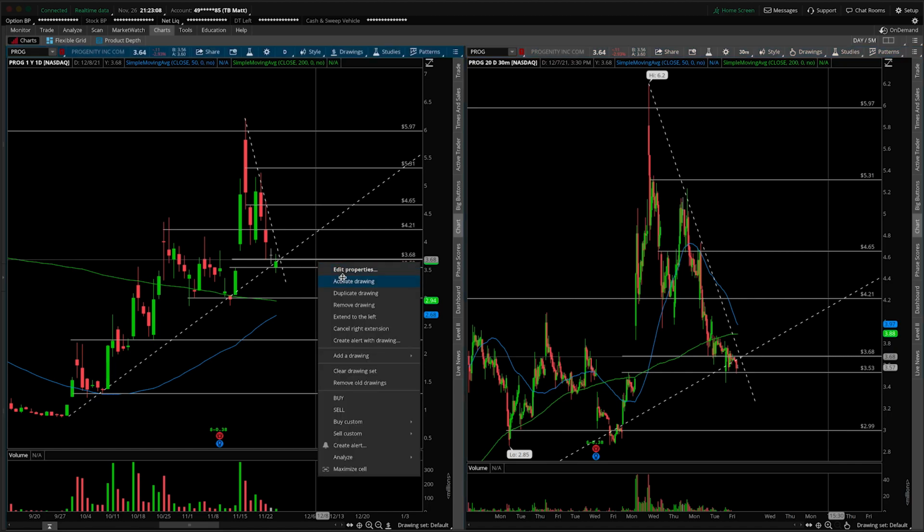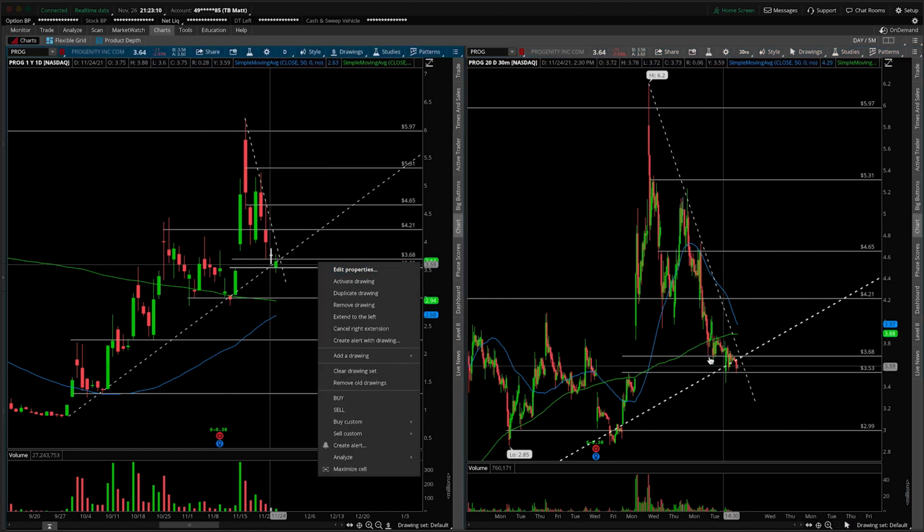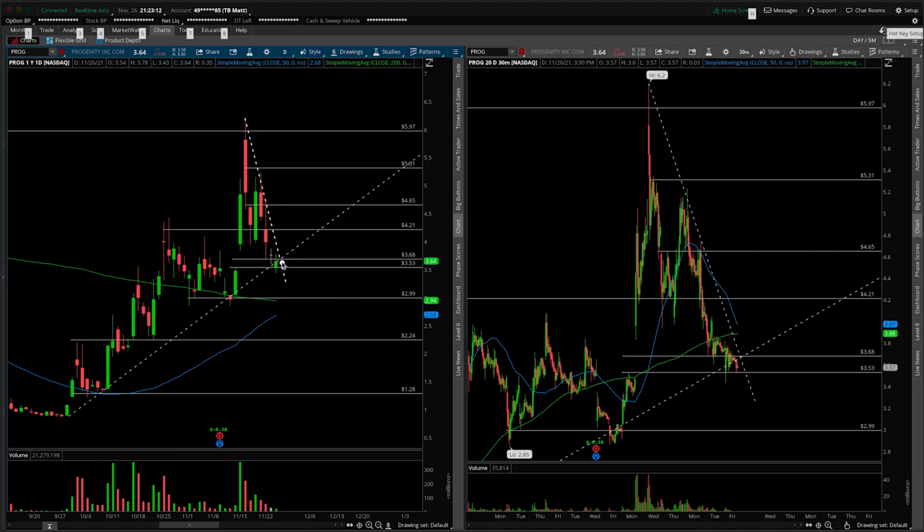Actually, let's go ahead and remove. We'll keep that one on. You know what? Actually, from the 30-minute, those make sense. We'll leave them for now, but we're also at the support trend line, right? So again, do or die time here.